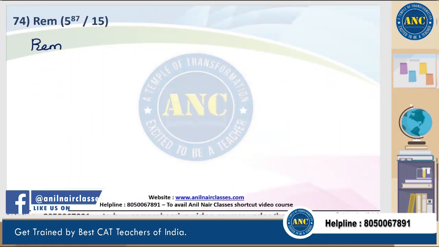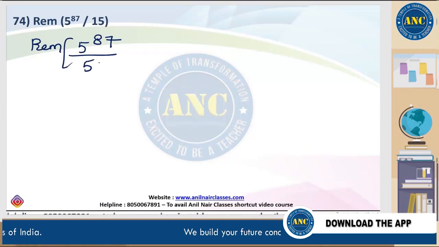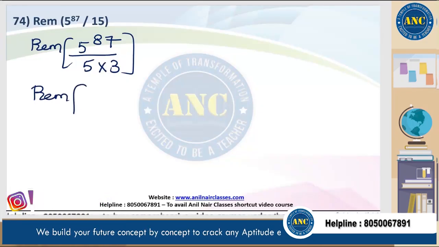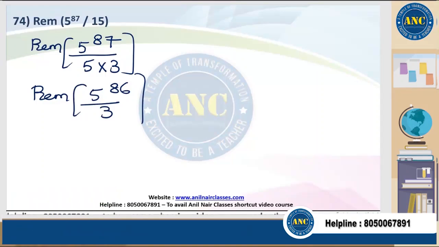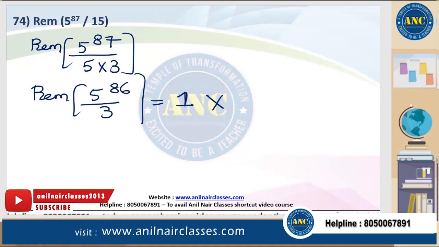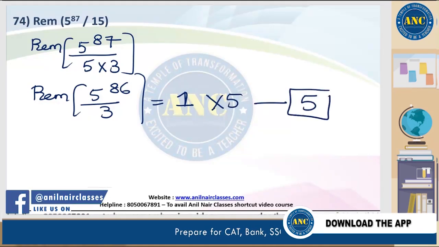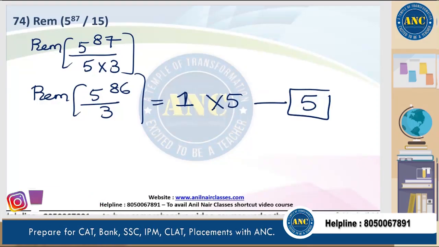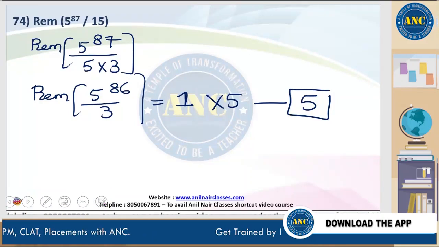Question 74. Remainder when 5 power 87 is divided by 15. 15 is 5 into 3, so this is nothing but 5 power 86 by 3. 3 twos are 6, remainder minus 1. Minus 1 power even is plus 1. I want 5 power 87, so multiply by 5. The answer will be 1 times 5, which is 5. Idea clear, right? Take the factor common out. The common factor taken out here is 5, and remultiply.